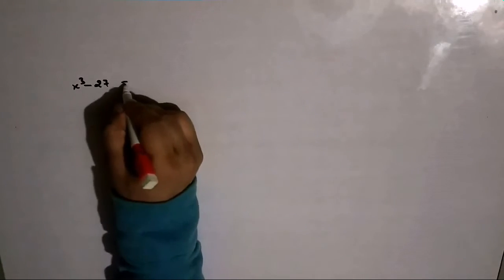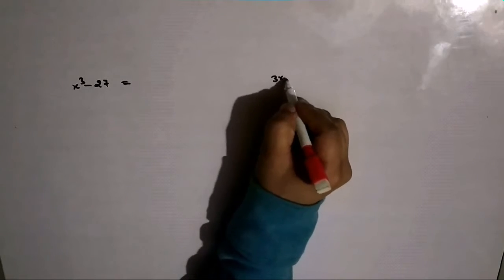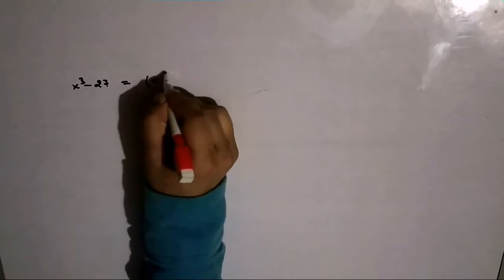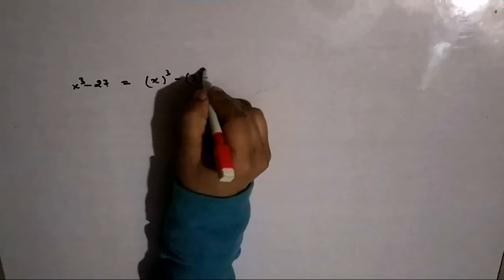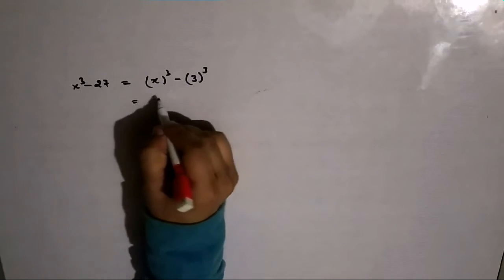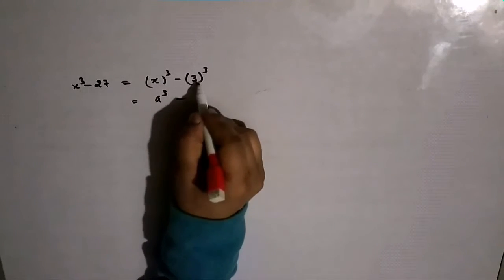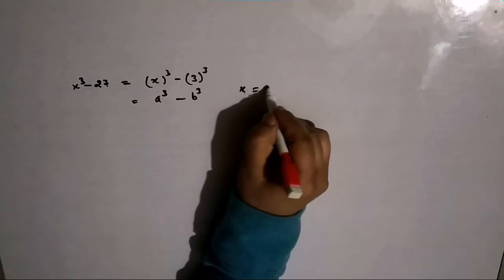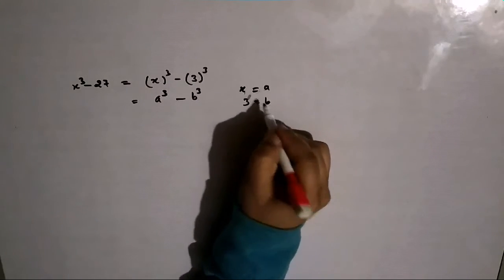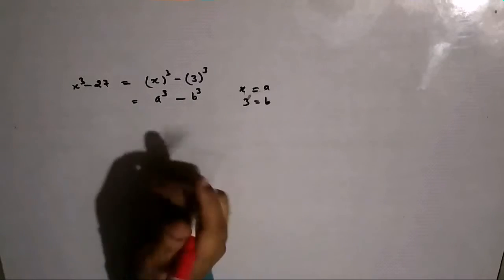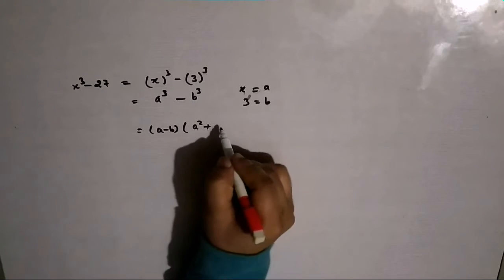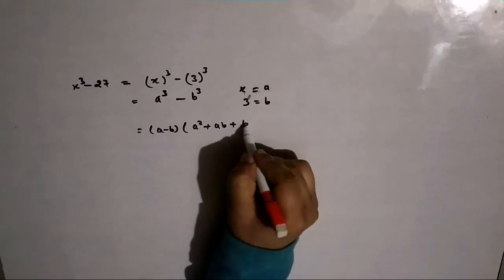So now this 27 can be written as 3 into 3 into 3. Okay, 3 3s are 9, 9 3s are 27. So basically that can be written as x power 3 minus 3 power 3. And if I take x as a and 3 as b, this expression was (a minus b)(a square plus ab plus b square).